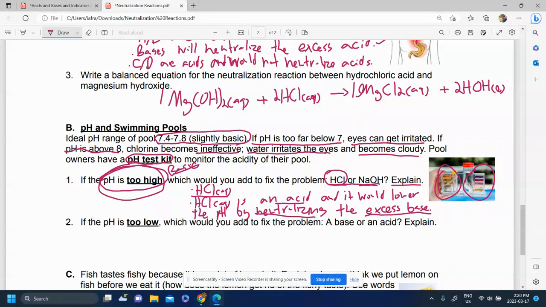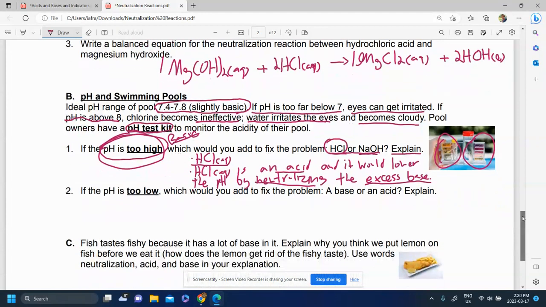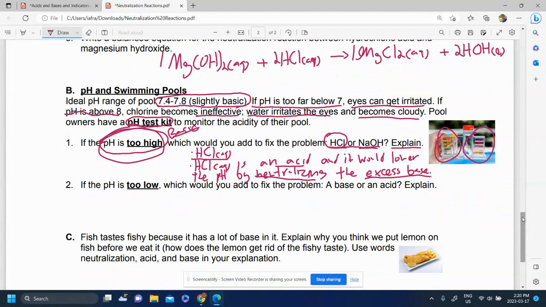Okay, try the next one. If the pH is too low, which would you add to fix the problem? A base or an acid? Explain. So our problem here now is that our pH is too low. It's too acidic. So how do you get higher? How do you get less acidic? Well, you have to add a base. So you would add a base.